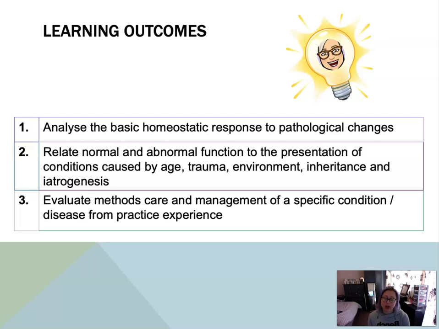So obviously we've got 3 learning outcomes in this particular assignment. Learning outcome 1 is analyse the basic homeostatic responses to pathological changes. The key word in this particular learning outcome is analyse. So I want you to give me the key pieces of information, the facts, the things that are really, really important when we're thinking about the basic homeostatic responses to the changes that are occurring within the body.